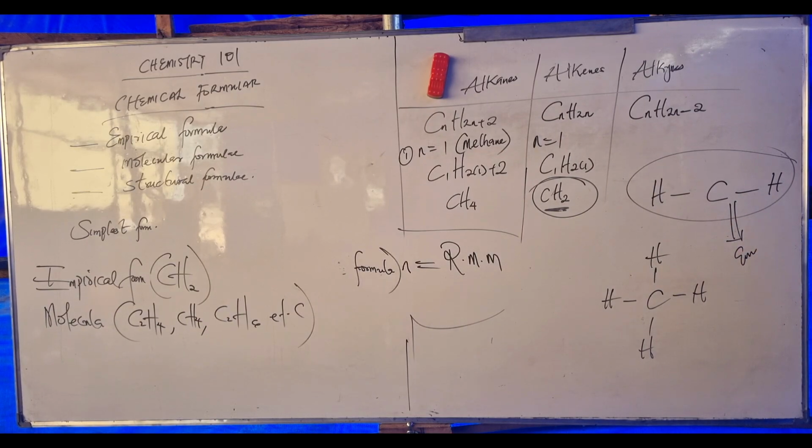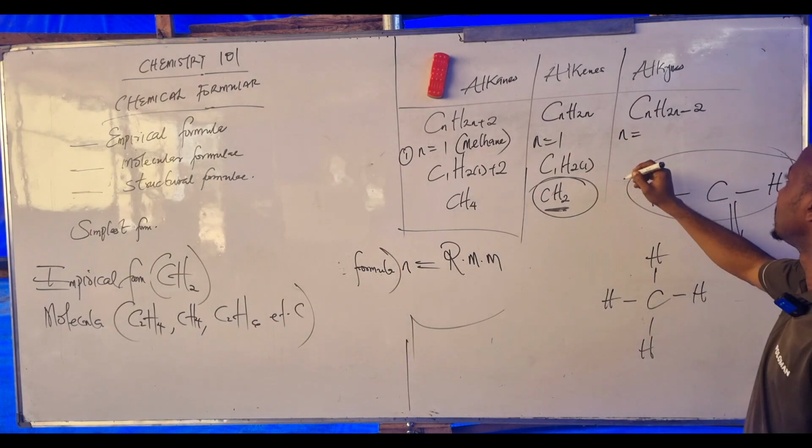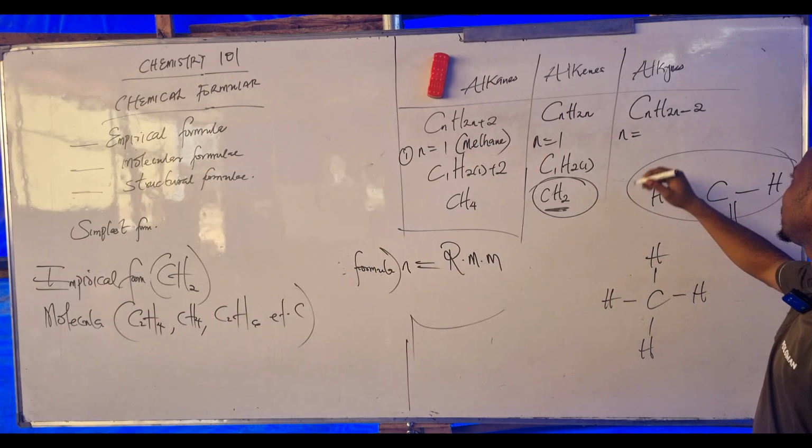So this is called what? Empirical formula. It shows the relative, but this shows the actual. The actual here means we have how many moles of hydrogen? 4 moles of hydrogen, completing the structure of methane. But for this, when n is 1, what will it be? Let's see what we're going to have here.